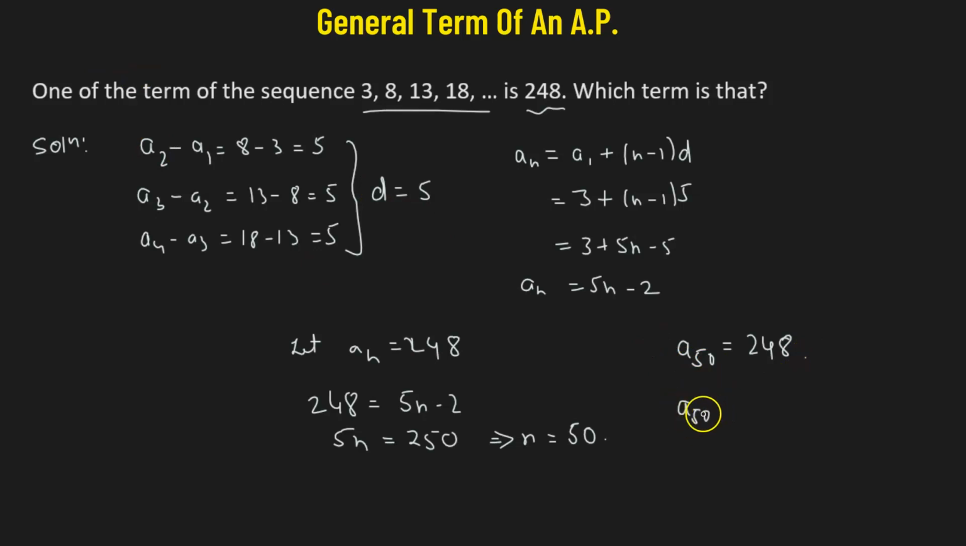So let's verify. A50, if we use this particular formula, then this will be our first term, which is 3, plus n minus 1. That means 50 minus 1 times the common difference, 5. That means we have 3 plus 49 times 5, which is going to give us the value 248. Let's move on to the next problem.